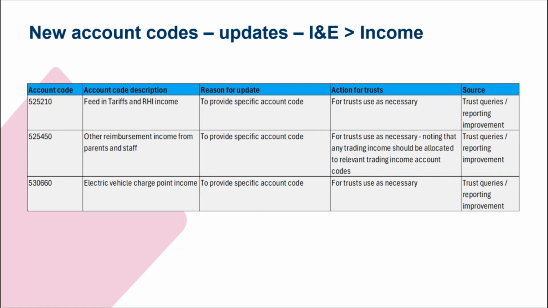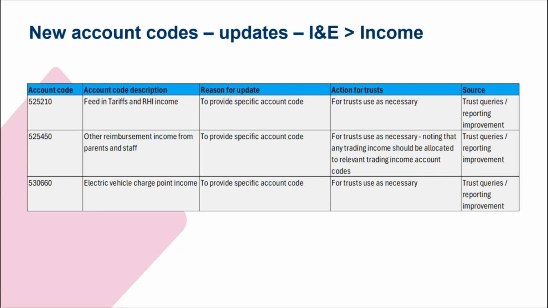New income codes that we've added: just 3 income codes. 2 of those are for new, emerging types of income that are relatively material and that trusts want to be able to keep track of, and they are for feed-in tariffs and also for electric vehicle charge point income. I think trusts will want to report on those to their trustees and maybe even benchmark on them as time moves forward. So we've added those new account codes.